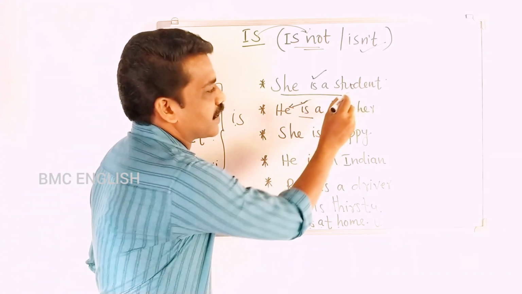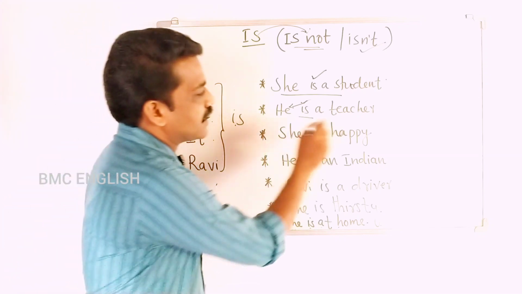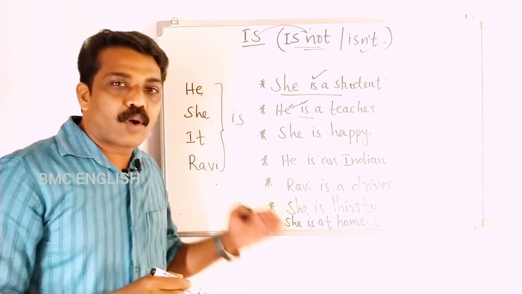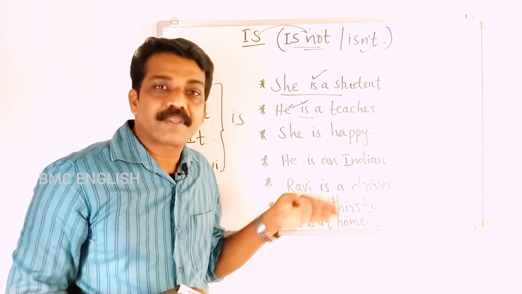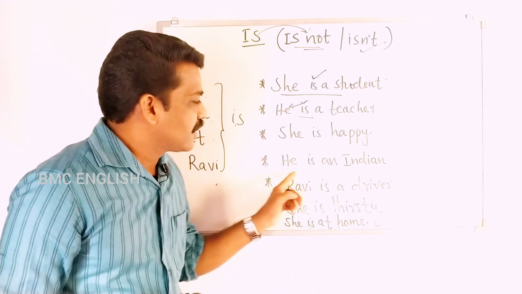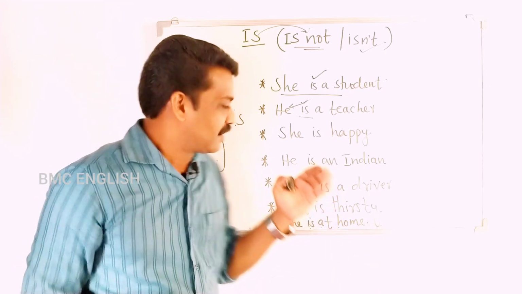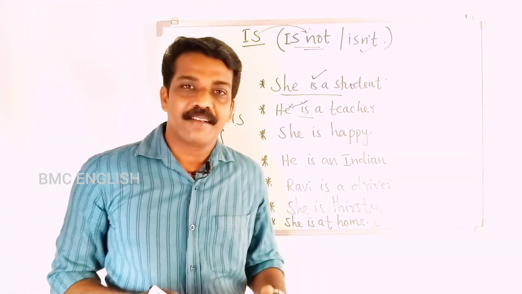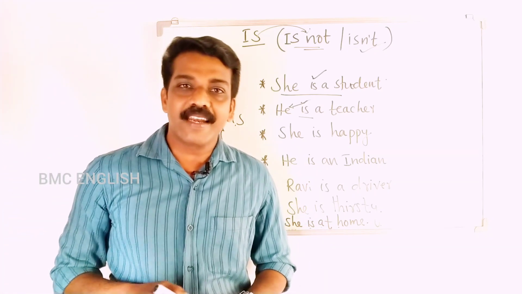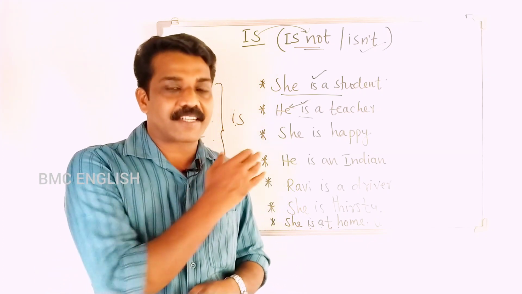Now, let's change these sentences into negative. She is a student becomes she is not a student. He is a teacher becomes he is not a teacher. She is happy becomes she isn't happy. He is an Indian becomes he isn't an Indian. Like that, you can make as many sentences as possible. Please do it. I really hope that you understood this part.